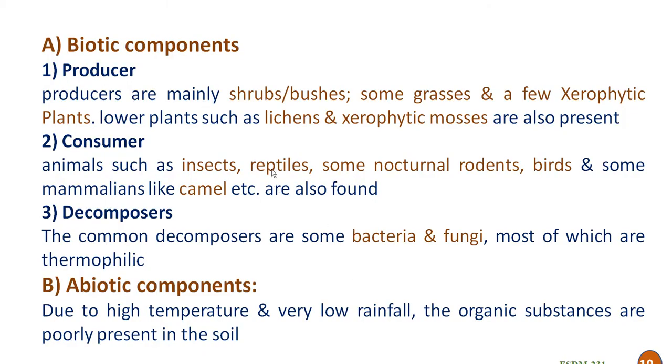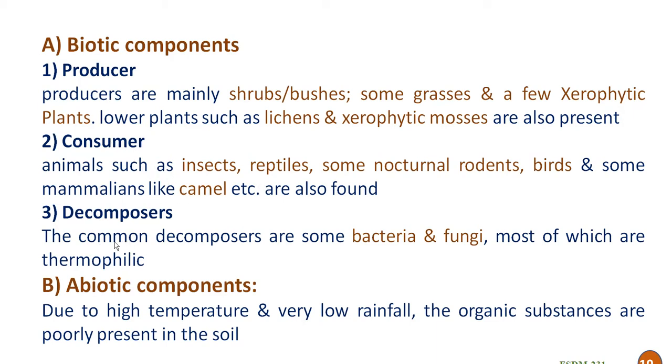So the structure of the desert ecosystem, in which the biotic component, first is the producer. Producers are mainly shrubs, bushes, some grasses, and a few xerophytic plants. Lower plants such as lichens and xerophytic mosses are also present. So these are the producers, in which some are shrubs and grasses, and mostly xerophytic plants. Then consumers: animals such as insects, reptiles, some nocturnal rodents and birds, and some mammals like camels are present in this desert ecosystem.